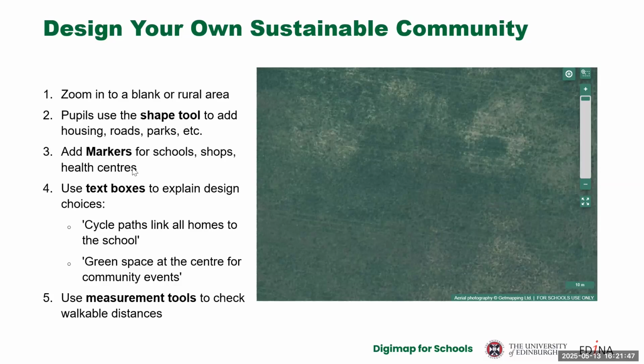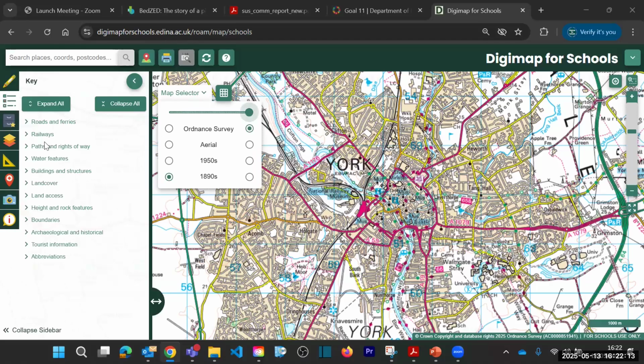They can use markers for schools, shops, health centers, and text boxes to explain design choices, and they can create paths. They can use the measurement tools to decide what the distance should be between buildings. And once they are done, you will come up with the map that I'm going to show you now. But first, let me show you what I'm talking about.